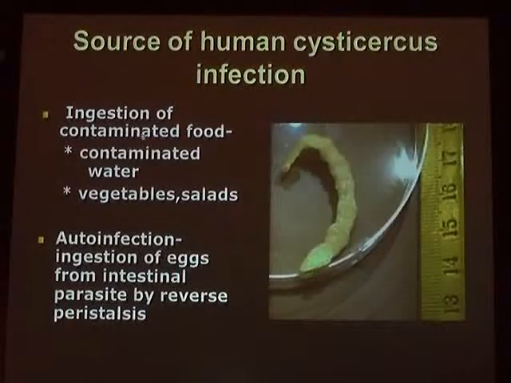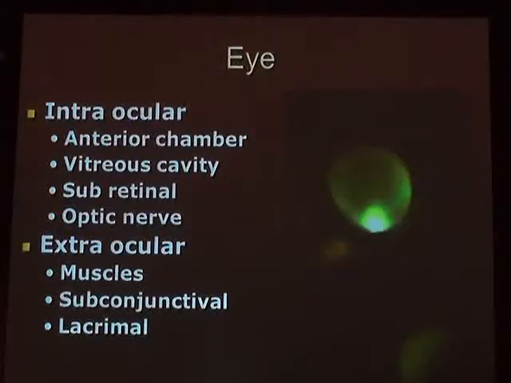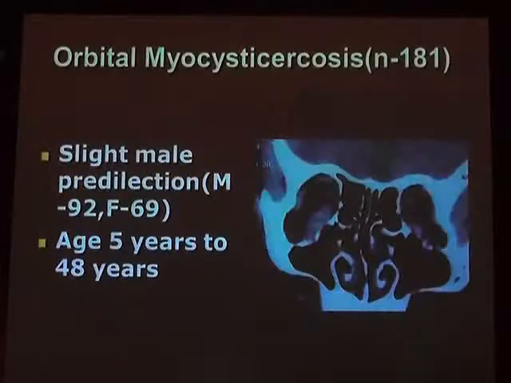Ingestion of contaminated food, specifically salads which are not cooked and not cleaned well enough, is the commonest source of infestation in India. There can be systemic involvement, and the eye is not such an uncommon presentation. You can have the intraocular manifestations, which you are all familiar with, and the extraocular ones, which involve the muscles and the submental area.